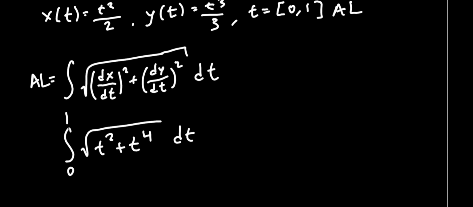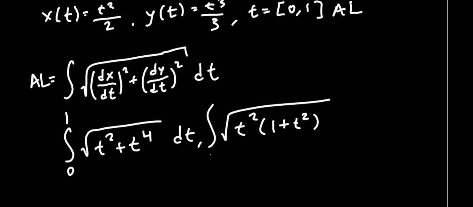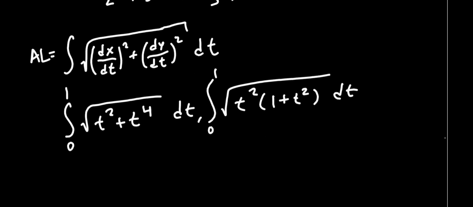Now, let's find the arc length. I'd say the best way to do this is to use u substitution. So let's first factor out a t squared times 1 plus t squared, and then we're taking the square root of this, integral 0 to 1 with respect to t. Now the root and the square cancel, so we're just left with t times the square root of 1 plus t squared dt.